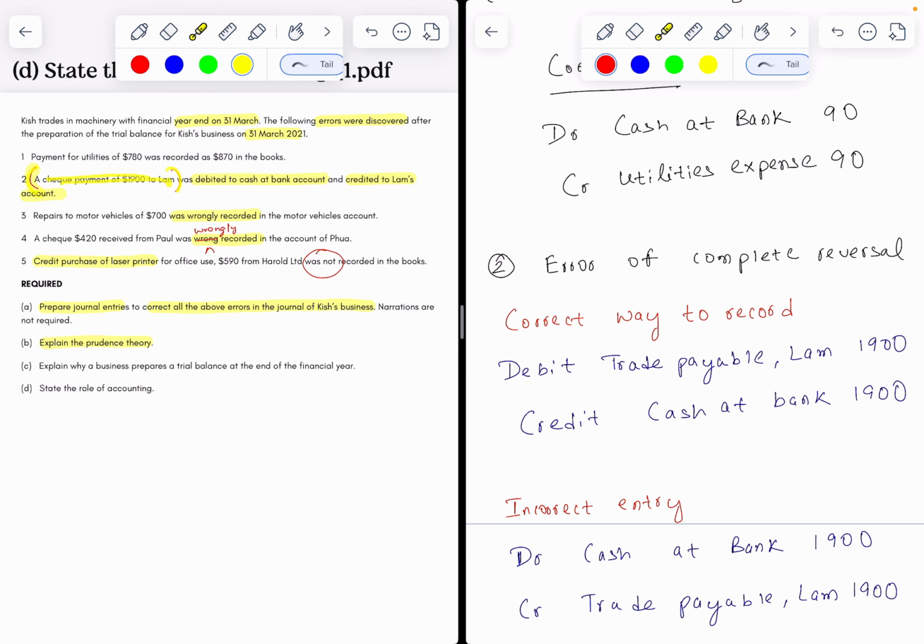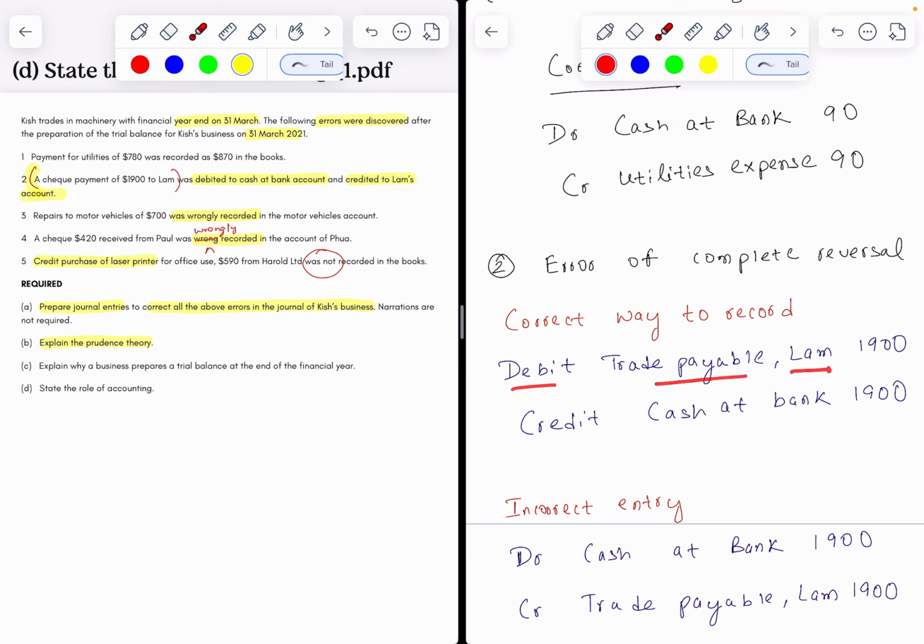We want to first look into the correct journal entry based on these few words, where we have just simply made a payment using check to LAM. So how would we record it? The correct way to record this initially would be to debit the trade payable account of LAM, assuming that LAM is a credit supplier and we had a previous obligation which we have just paid off.